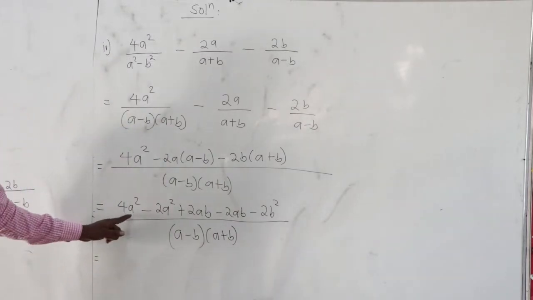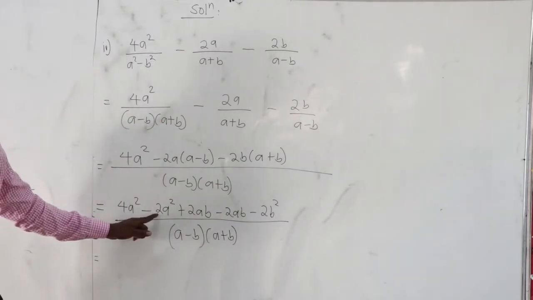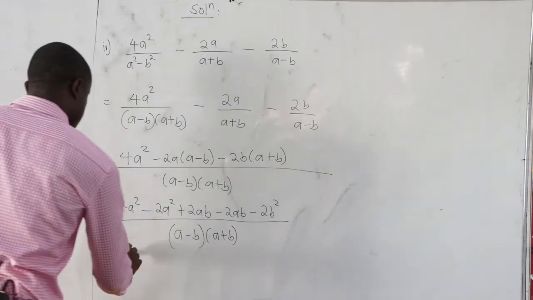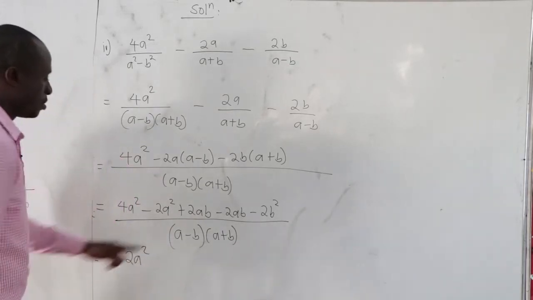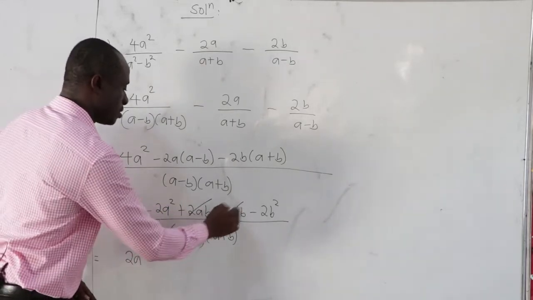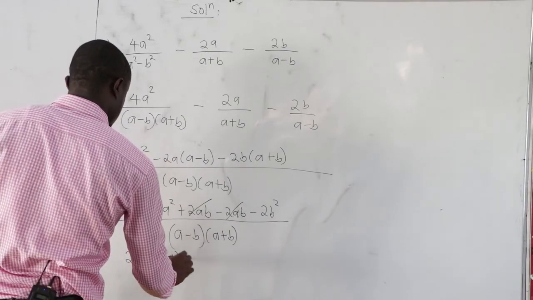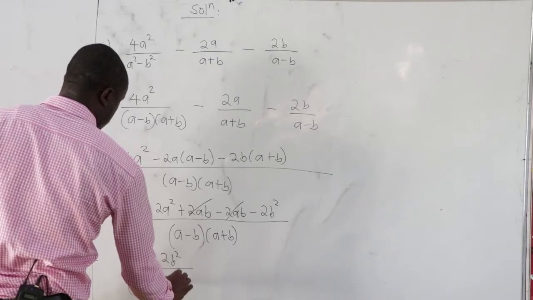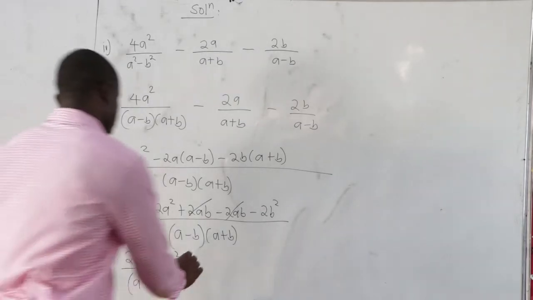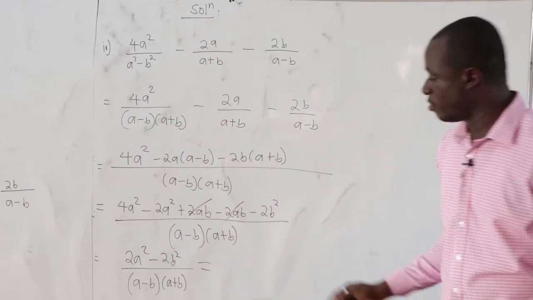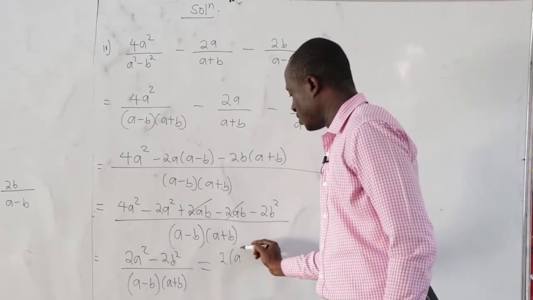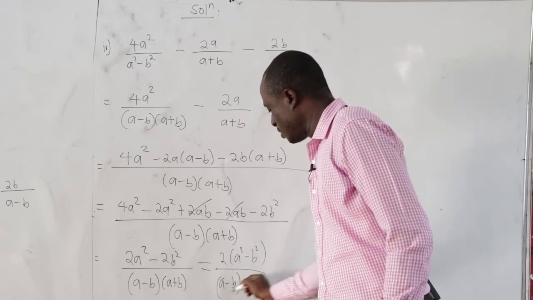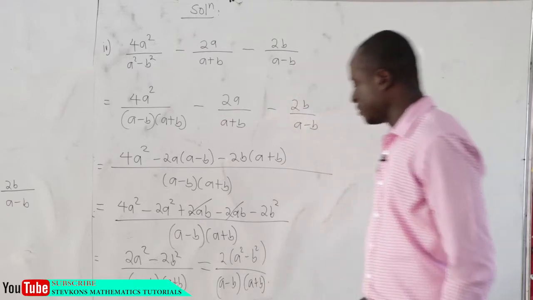Now let's see, 4a squared minus 2a squared is just 2a squared. 2ab minus 2ab cancel, so we have minus 2b squared all over (a minus b)(a plus b). Now clearly, 2 is common in the numerator, so 2 out, we have a squared minus b squared all over (a minus b)(a plus b).